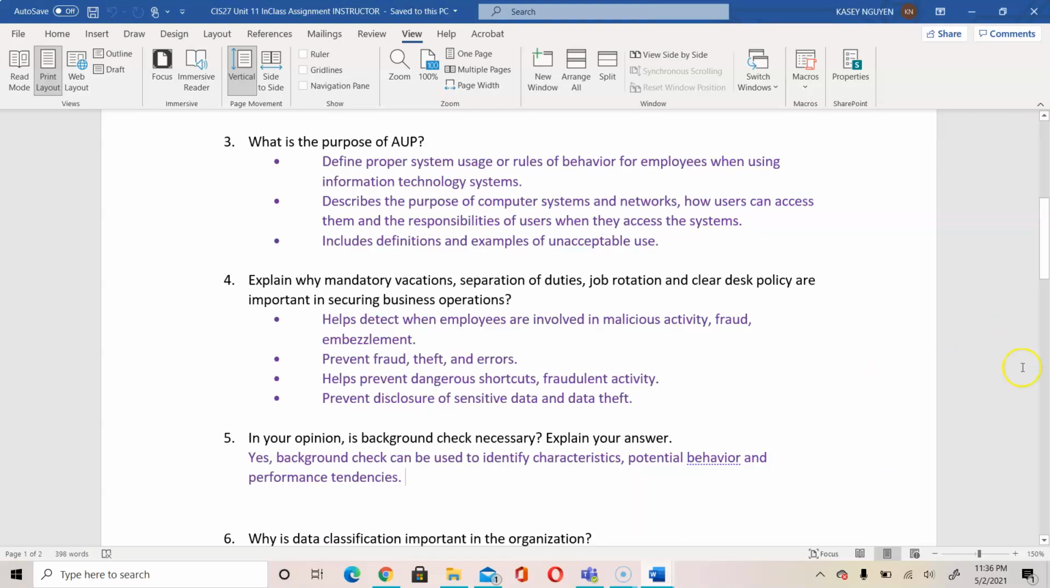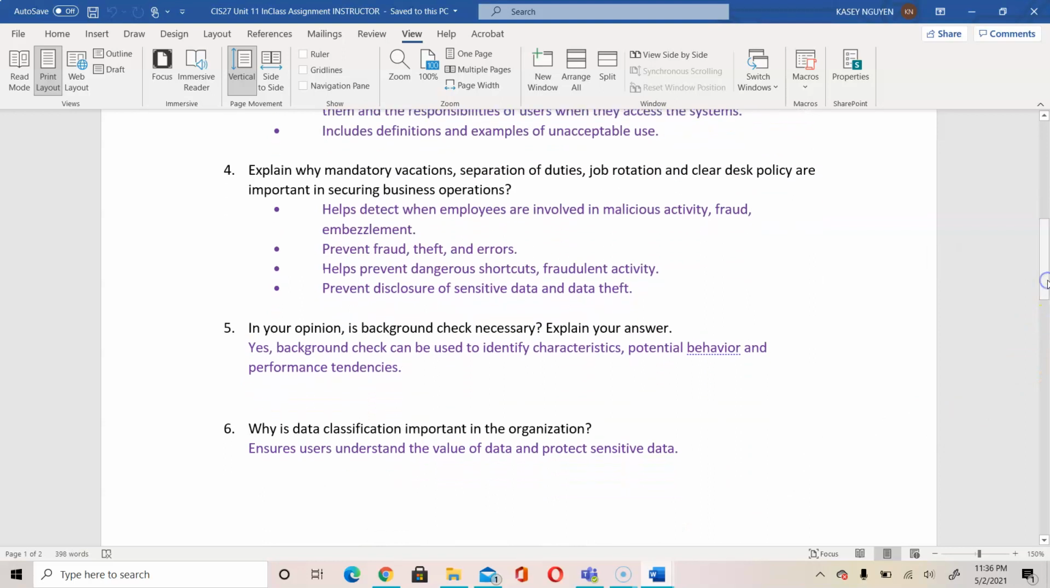So in the next question, question 6 asks, why is data classification important in an organization? It ensures the users understand the value of the data and protect the sensitive data. Because if they don't know what level that data is, they would not know how that data should be stored and how it should be protected. So it's a good way to specify different levels of importance for different types of data, and you often see that with government entities.